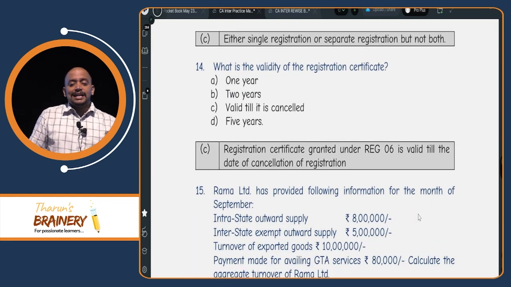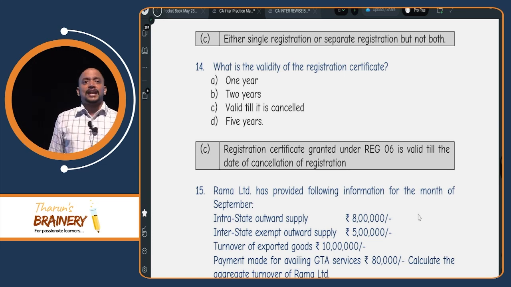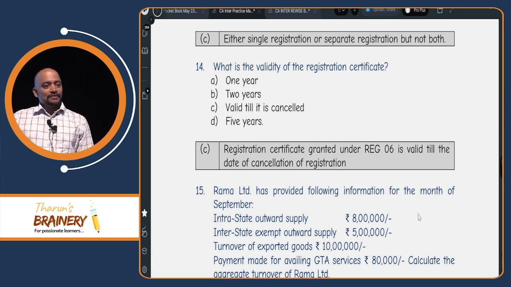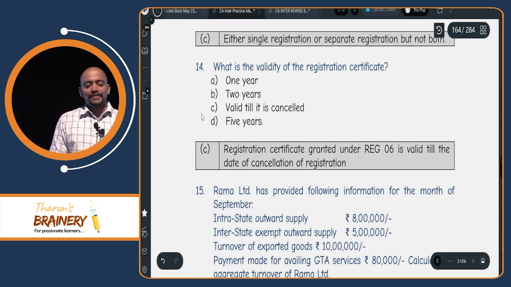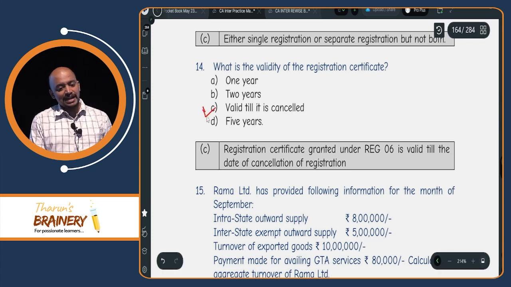What is the validity of a registration certificate? Normally, the registration certificate granted is valid when? Valid till cancelled. There is no validity period for a normal registration; it is valid till cancelled.